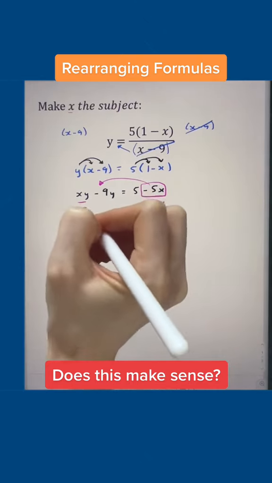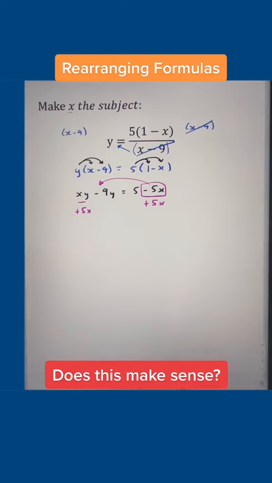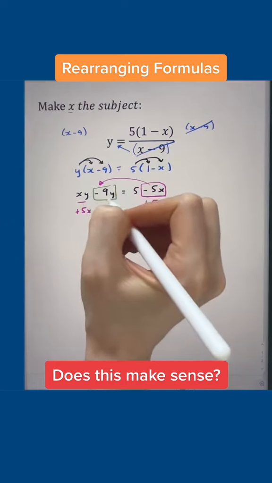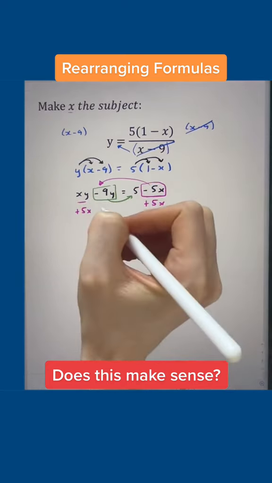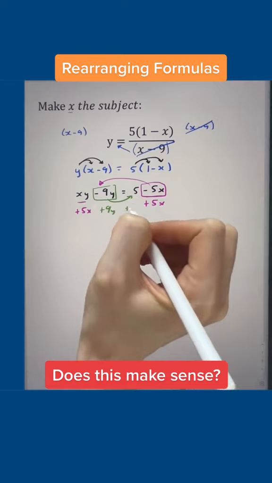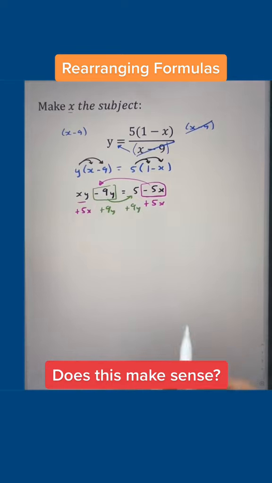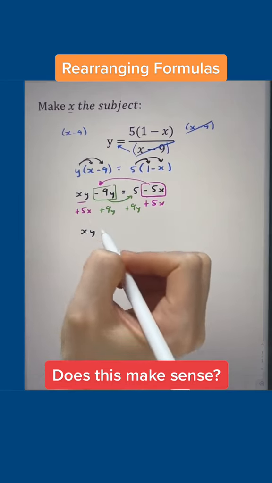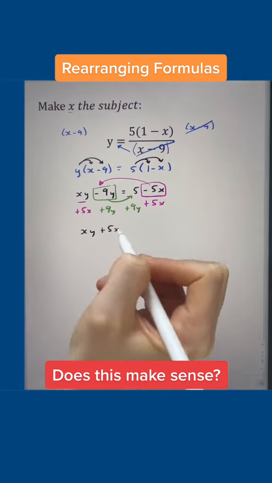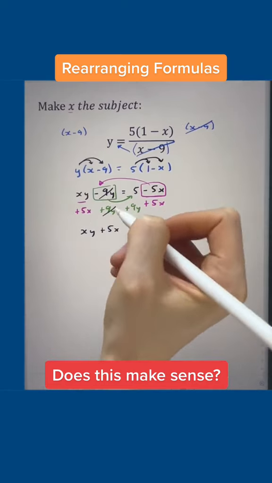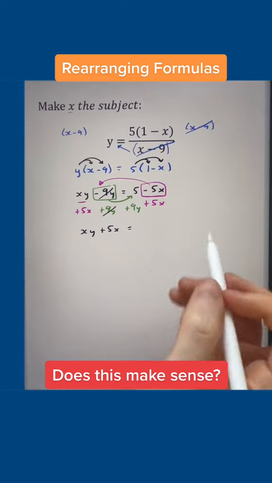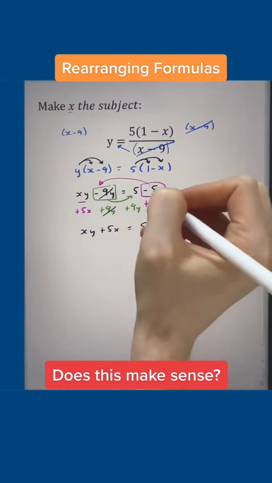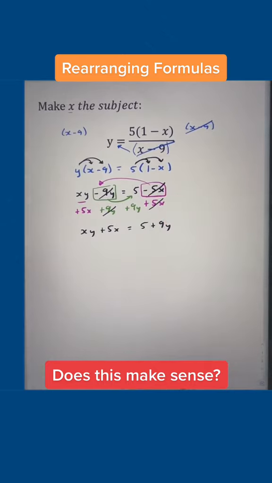At the same time, I can move any other term that does not have the letter x in it to the other side. Therefore, I can move the negative 9y to the right by doing the inverse, which is to add 9y to both sides. Collecting like terms, on the left-hand side I have xy plus the 5x that's crossed. I know that negative 9y add 9y will cancel. And on the right-hand side I've got 5 plus 9y, as negative 5x add 5x will cancel.